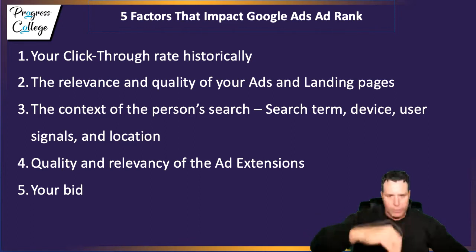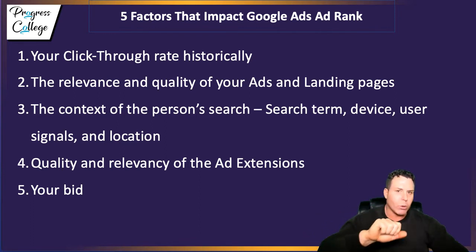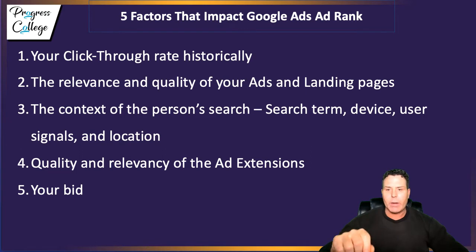Now, that's not something you have as much control over, okay? Obviously, that's the customer that's going to feed Google that data. And then the quality and relevancy of your ad extensions, which you have control over, and your bid. You can actually control your bid as well, okay? So this is basically how Google Ads work, okay?